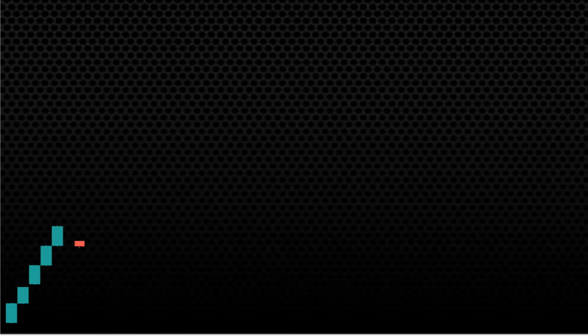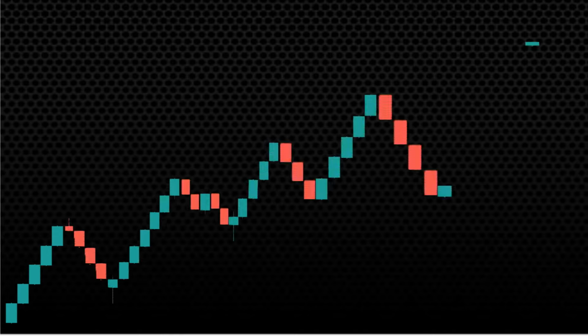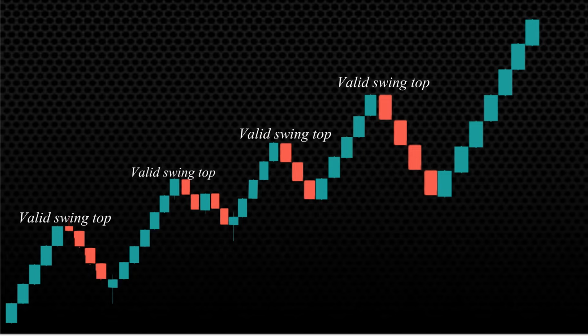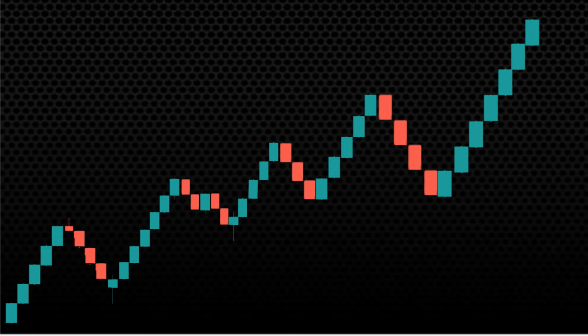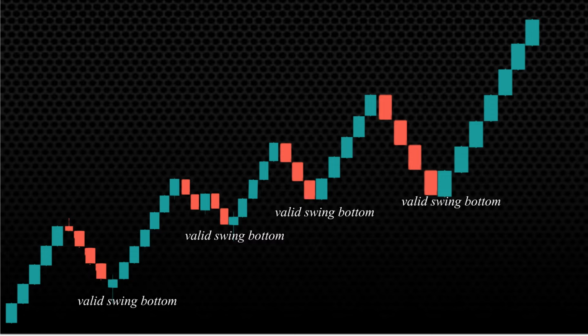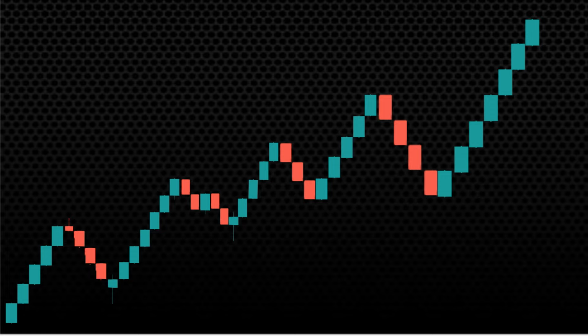So, if the price goes up by creating 3 or more healthy bullish candles in every swing point, each of these swing points is called a valid swing top. On the other hand, if the price drops by creating 3 or more bearish candles in every swing point, each of the swing points is called a valid swing bottom or swing low. The same thing is applicable when the price is trending to the downside.